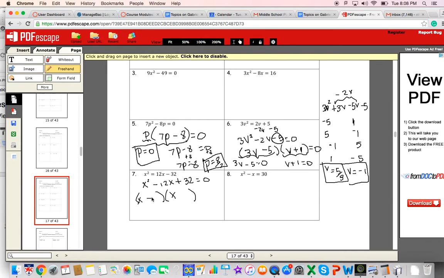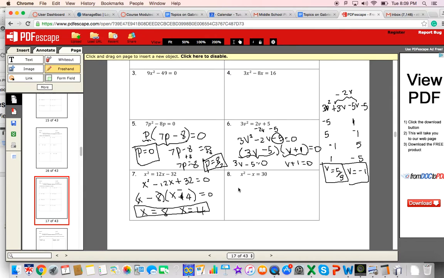And we have x minus 8 and x minus 4. Those two numbers multiply to give you positive 32 and add to give you negative 8. And that's equal to 0. So that means x is either equal to 8 or x is equal to 4. And those are our answers. Kind of cross them out there.